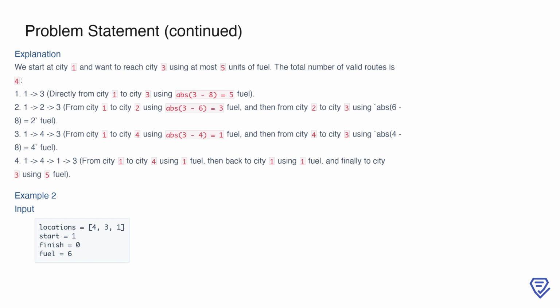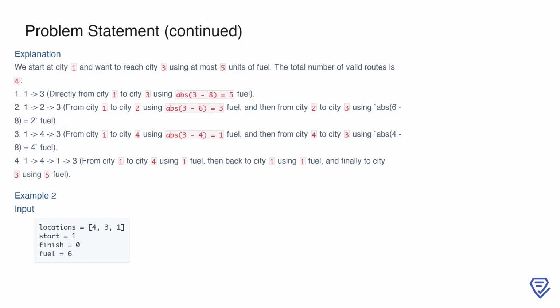We begin at city 1, which corresponds to position 3, and aim to reach city 3, located at position 8. With 5 units of fuel, there are exactly 4 valid routes. First, we could take a direct route from city 1 to city 3, consuming exactly 5 units of fuel. Second, we could travel from city 1 to city 2, which is at position 6, using 3 units of fuel, and then continue to city 3 using 2 more units of fuel.